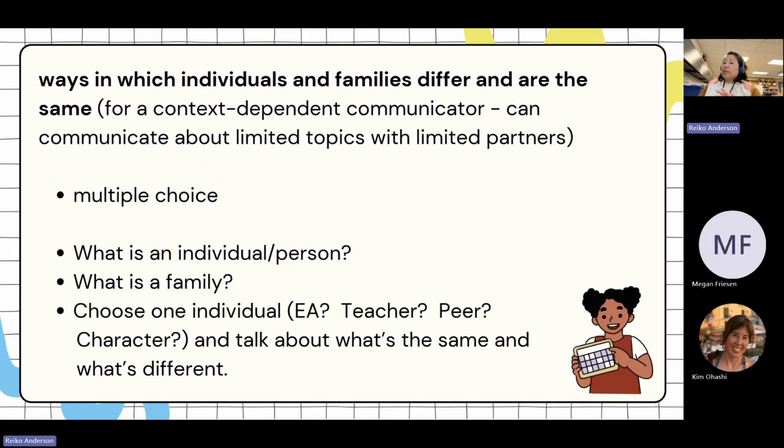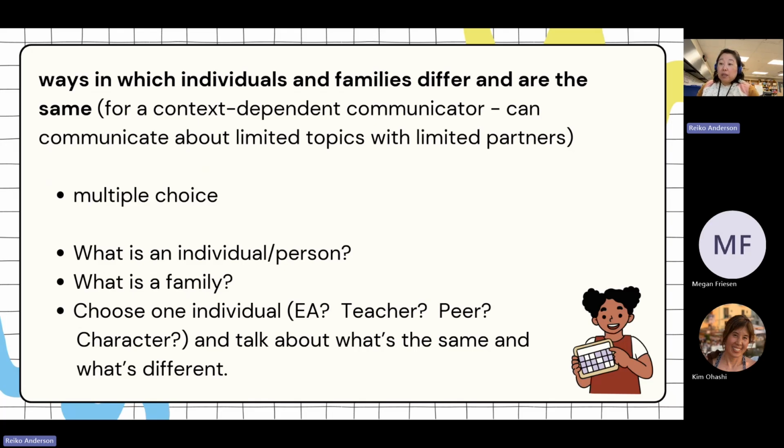And then we're talking really broadly about ways in which individuals and families differ. But I think just to make it more accessible, choosing a person to compare yourself to and talk about what's the same and what's different between the two people is going to make this a little bit more accessible. And if this is something that the student enjoys, and was a really good learning experience for them, there's nothing to say that we can't talk about more and more individuals to compare to, right? So we might choose an EA, a teacher, a peer.